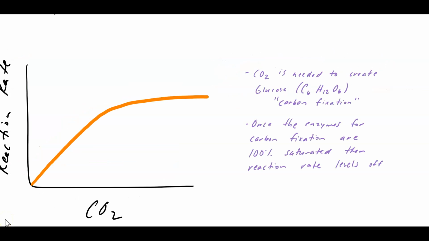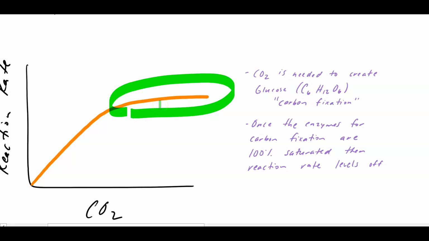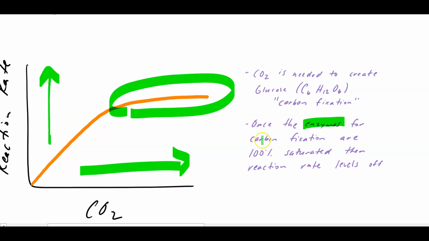All right, so for carbon dioxide concentration, there's going to be a certain amount of carbon dioxide that's needed. There's going to be an optimal amount. That's kind of what we're seeing up here at the top. But this is going to be our general trend. As carbon dioxide concentration increases, the reaction rate is going to increase until it gets to its optimal amount. And that's because there are enzymes that are responsible for what we call carbon fixation. Once those enzymes for carbon fixation are 100% saturated, then the reaction rate will level off, and that's where we get our plateau part there.